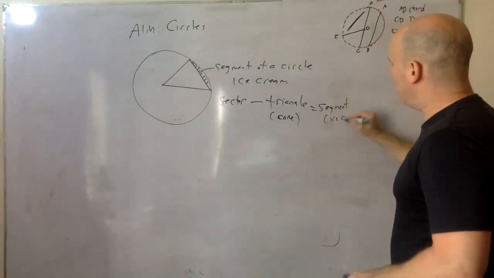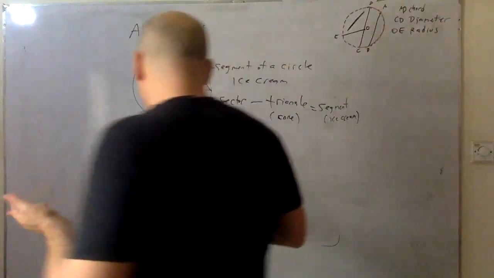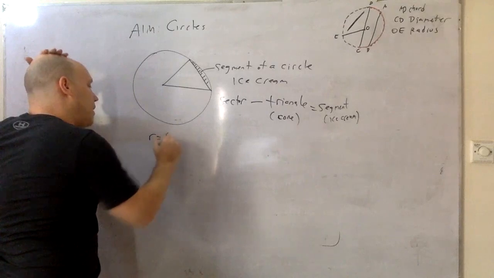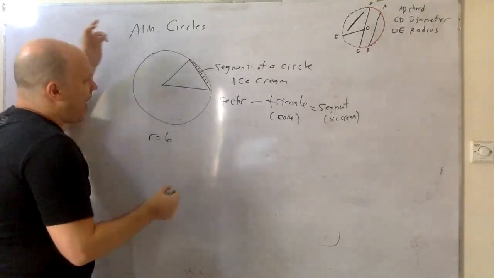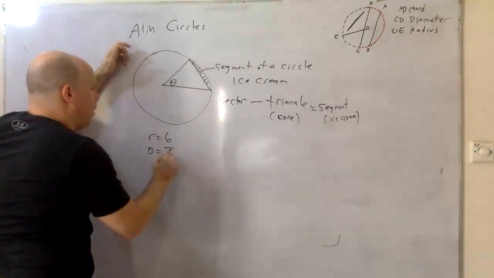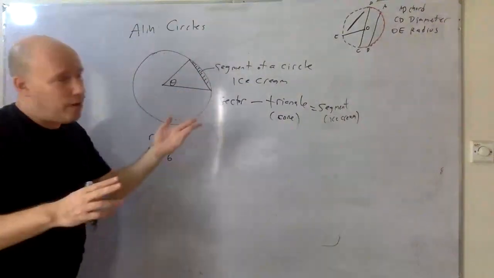That's the ice cream. So I could say the radius is 6, and let's say that this theta is pi over 6, just to make our lives easier. And so the question is, what is the area of that region?